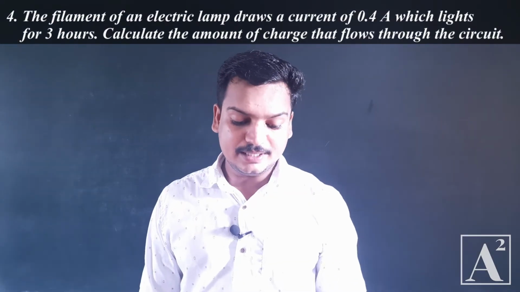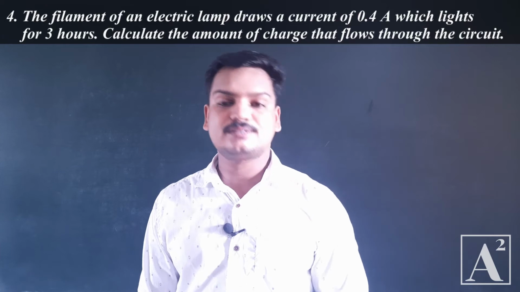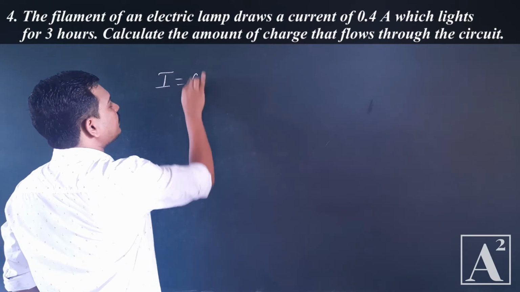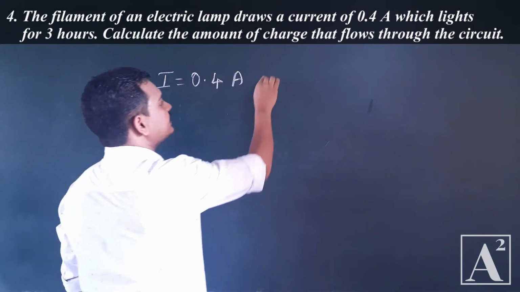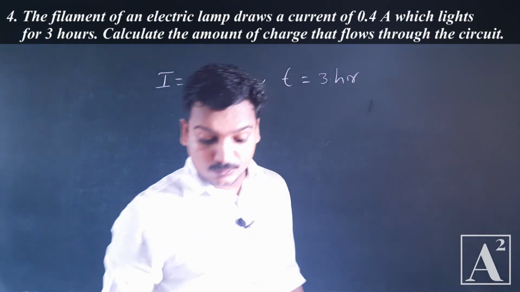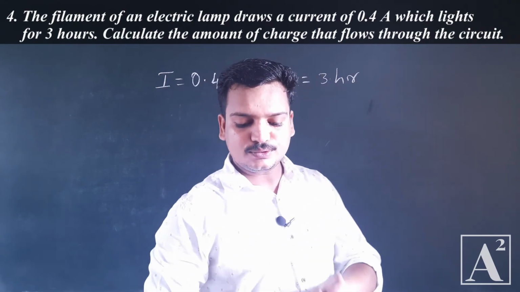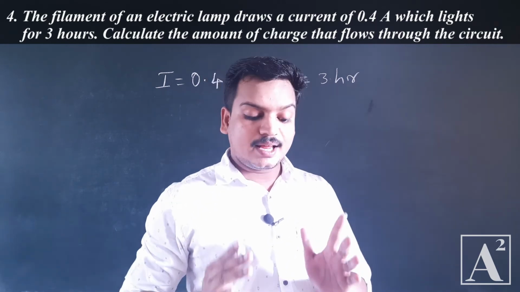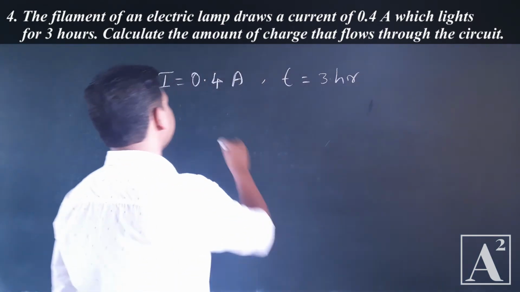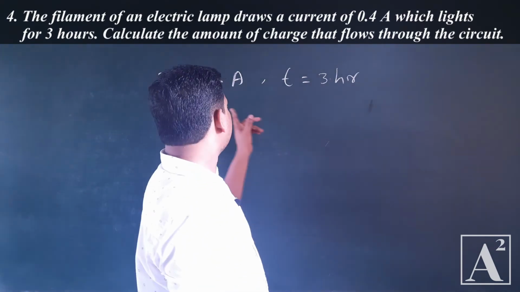Fourth question. The filament of an electric lamp draws a current of 0.4 ampere which lights for 3 hours. By drawing a current, that is given by 0.4 ampere, okay, it's gonna light for 3 hours. Now remaining part of the question. Calculate the amount of the charge that flows through the circuit. So we want to find amount of charge that flows through the circuit. Amount of charge, what is that? Q. Total charge we want to calculate in this case. Okay, so amount of charge Q.